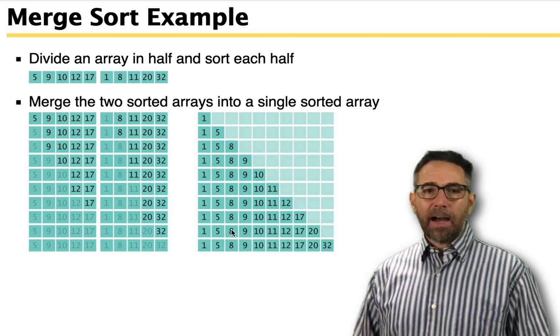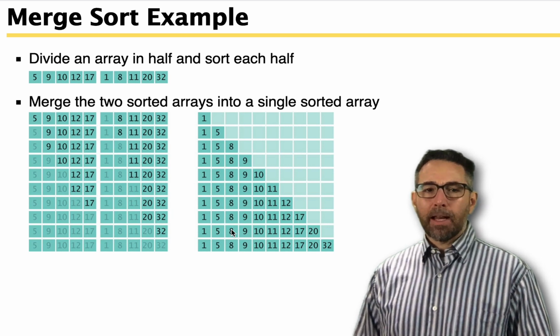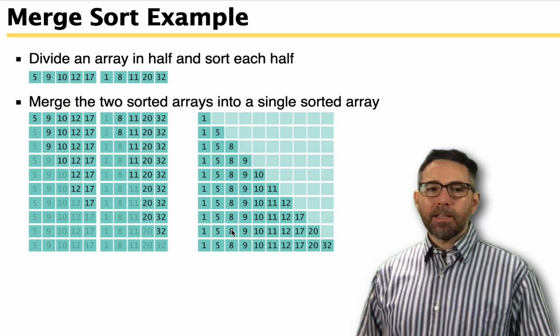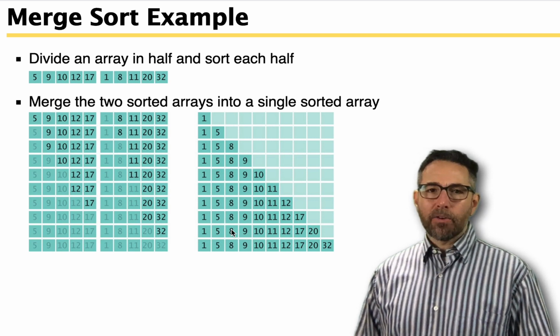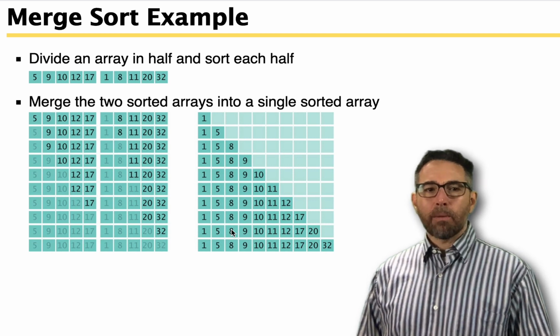You say 5, okay, 5 is less than 8, so we add that to the sorted array. Now our pointer on the left is pointing at 9, and the pointer at the right is pointing at 8. We have to choose between 8 and 9. 8 is the lower element, so we move that over. Now our pointers are pointing at 9 and 11. Between 9 and 11, we choose 9, and so we move that over.